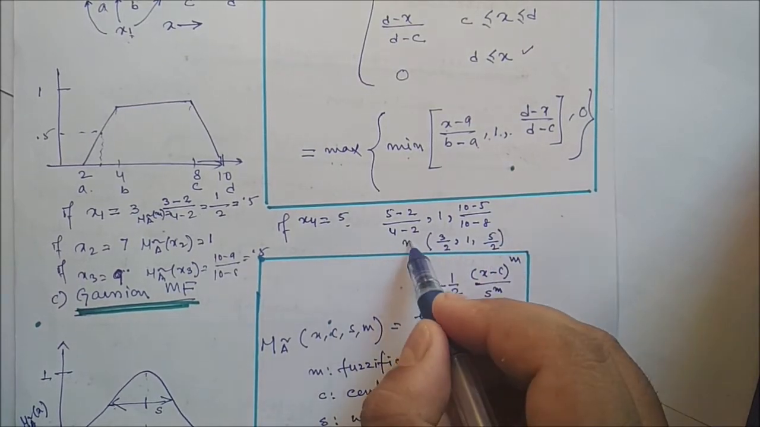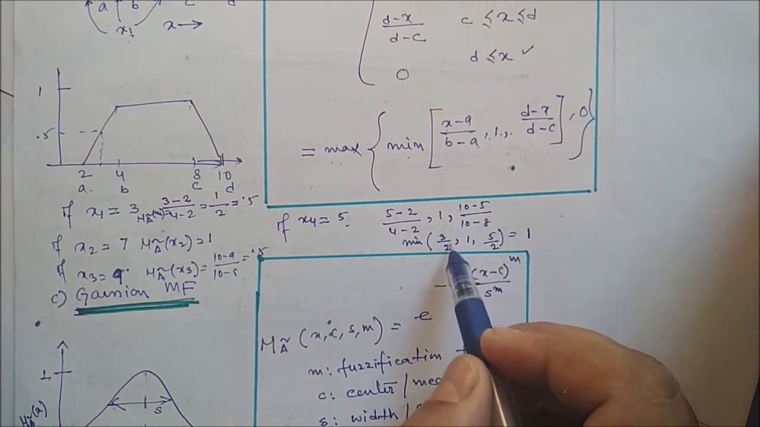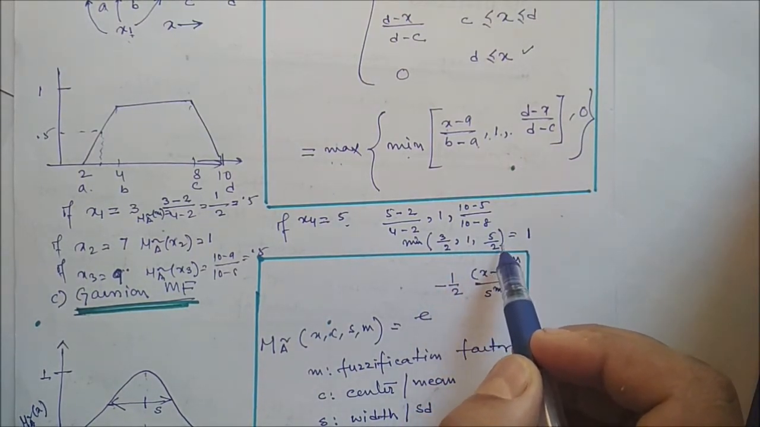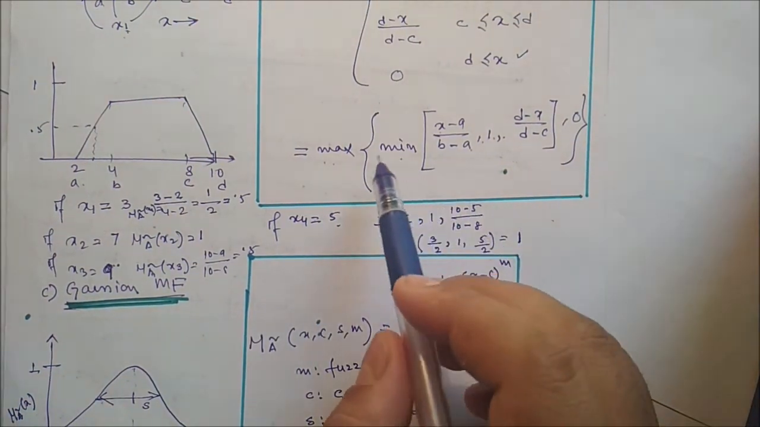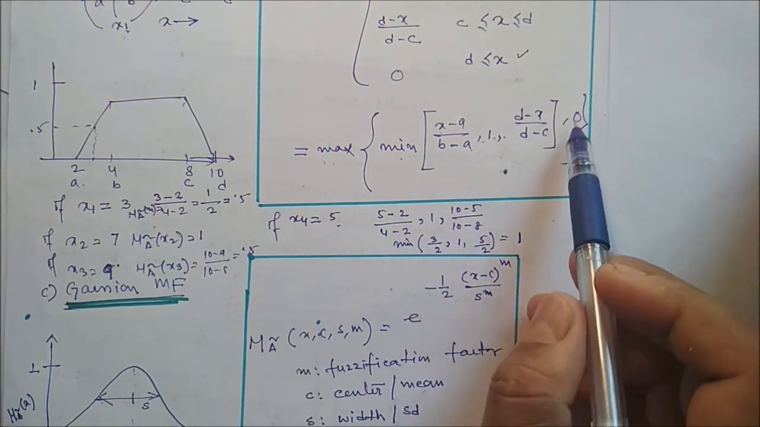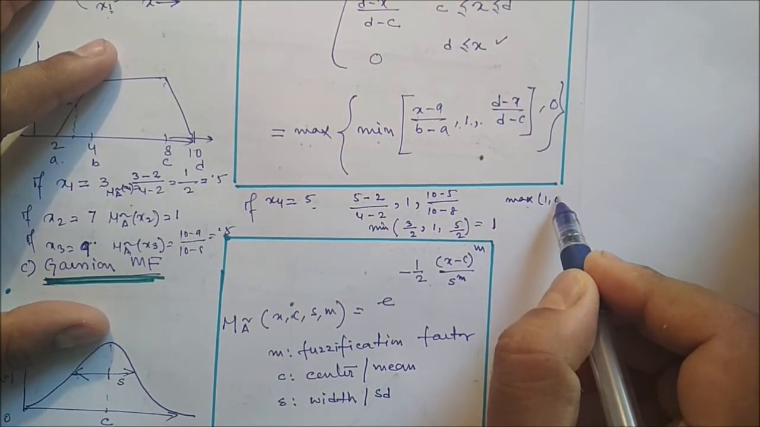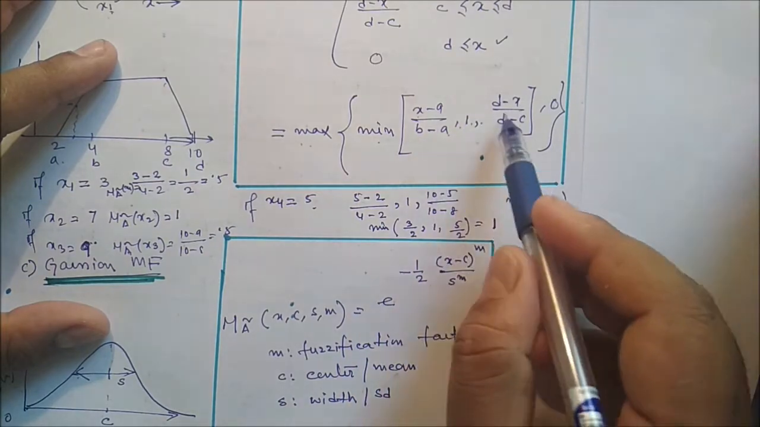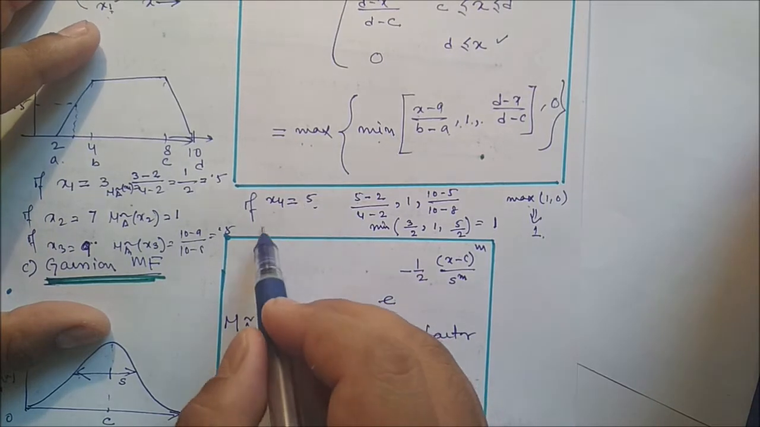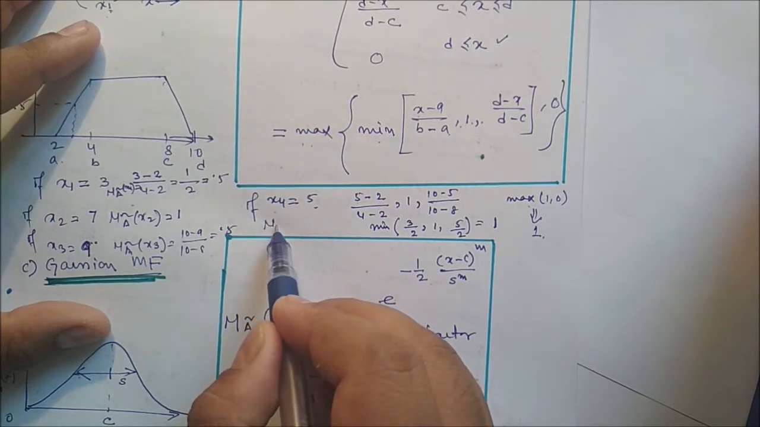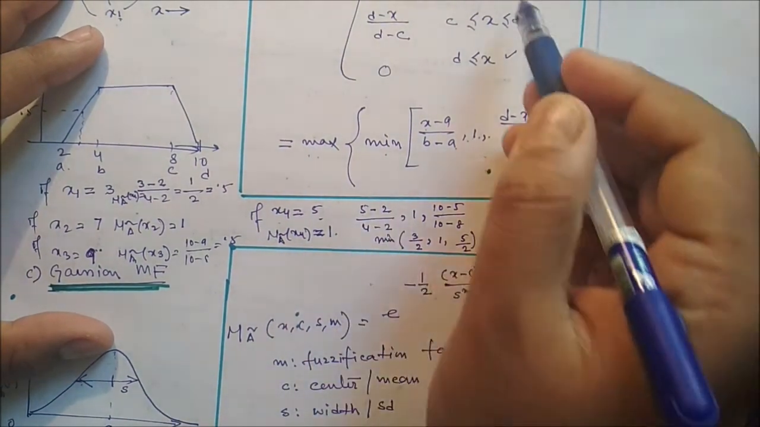So what should be the minimum value? 3 by 2 is 1 point something, and 5 by 2 is 2 point something. So definitely the minimum value is 1. Now we have to apply the maximum in between 1 and 0, and from that we get 1. So definitely the maximum is 1. So what is the membership value if x4 is 5? It is 1.